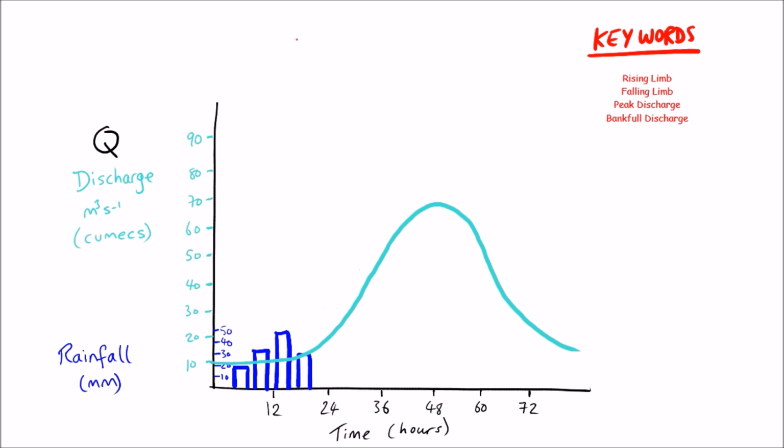Another really important key term and concept of the storm hydrograph is the lag time, and that is the gap between the peak rainfall and the peak discharge. So why is there a delay? Let's take a look.